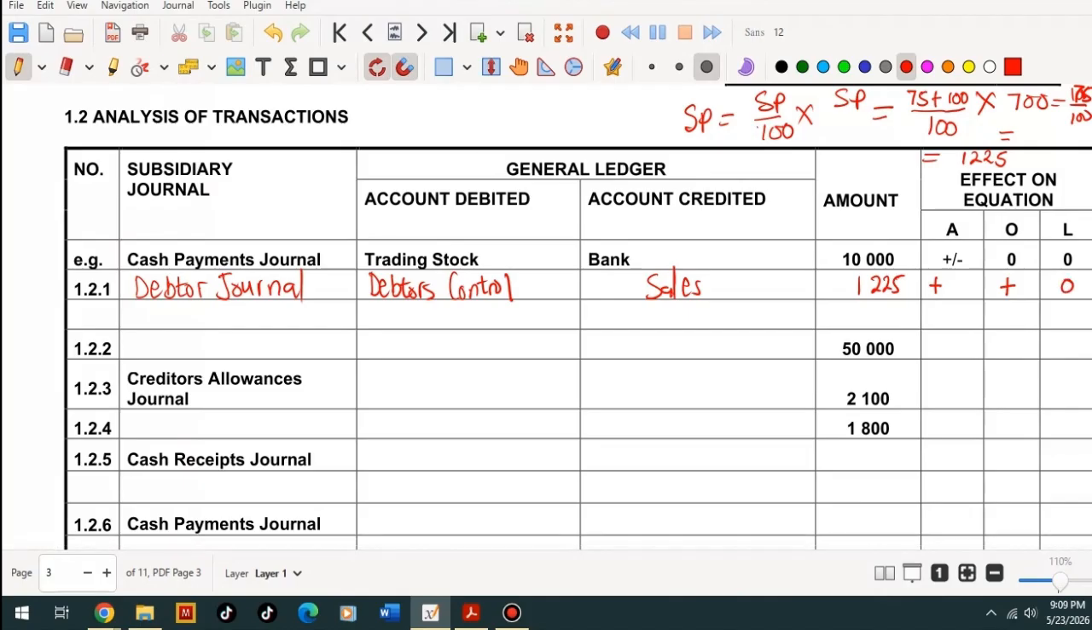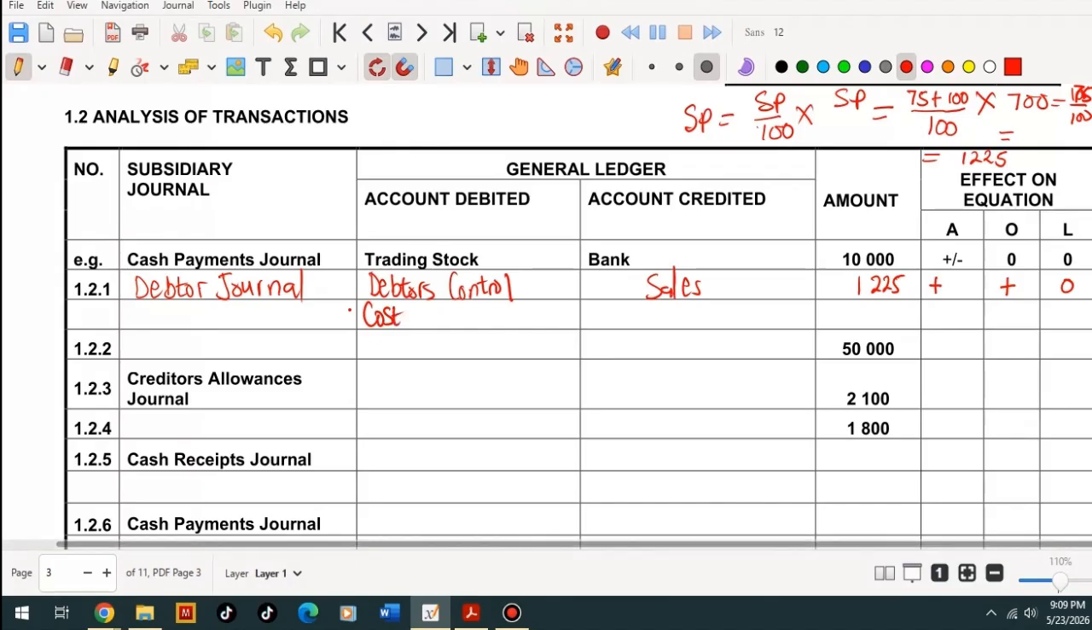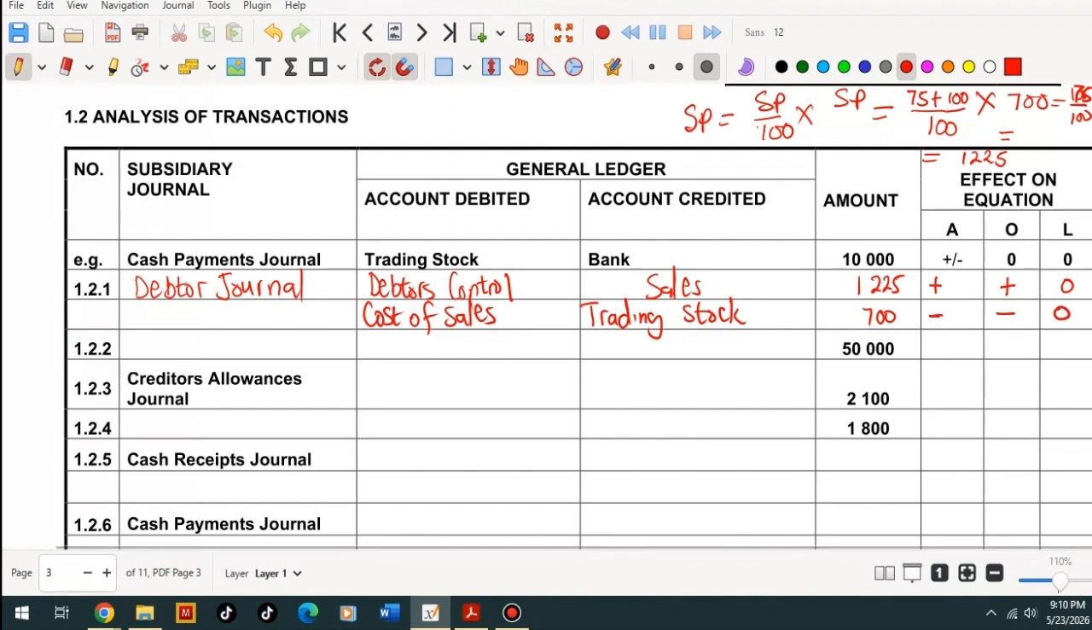So every time we sell the goods, we have to reduce the trading stock. How do we do this? We are going to show that this will be the cost of sales account, which is an expense account. So we debit cost of sales, then credit trading stock. This is then with the amount 700 rands, which is the cost price. So the cost of sales is an expense. It reduces owner's equity, so it's a minus on owner's equity. Then trading stock decreased because you sold the stock, so it's a minus on assets. Then liability is 0.